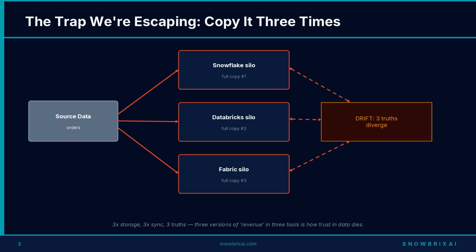Feels productive, but now you store it three times, you sync it three times, and slowly, quietly, the three copies drift apart. One tool refreshed Monday, another refreshed Thursday. Soon you have three different numbers for revenue in three different tools. And that is exactly how trust in data dies. So, what if we never copied it at all?